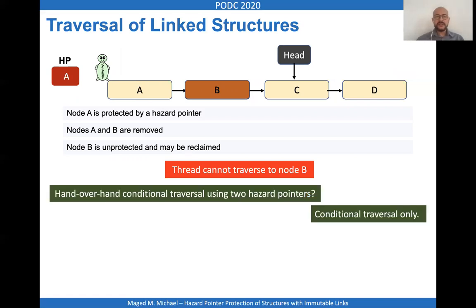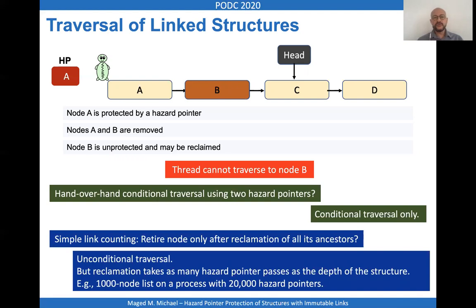With existing algorithms, we can do hand-over-hand traversal using two hazard pointers. That works, but then it's conditional. So there's no guarantee that if our thread wants to access node B, that it will get to it. It might start over from a safe point like the head of the list. So that doesn't always work for all uses.